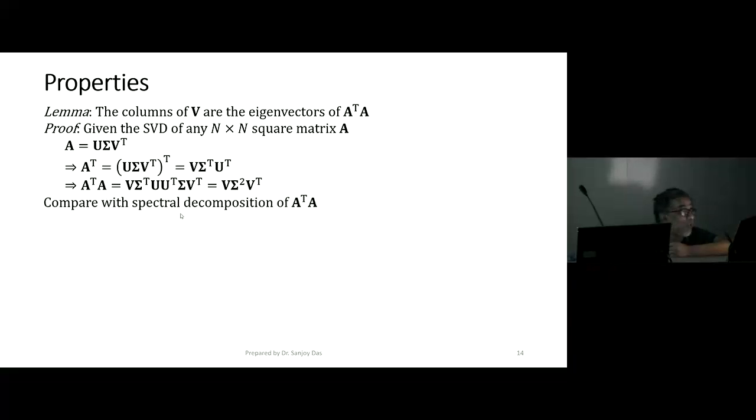If you compare this with the spectral decomposition of A transpose A, why do we have V transpose here instead of V inverse? That's because A transpose A is a symmetric matrix. Otherwise, the spectral decomposition would involve a V inverse, not a V transpose. Okay. Fortunately, A transpose A is symmetric. So if you compare the spectral decomposition, you can see that the columns of V are the eigenvectors of A transpose A.